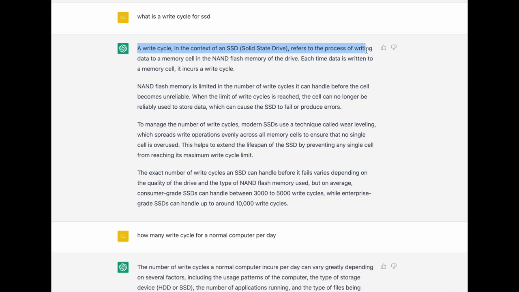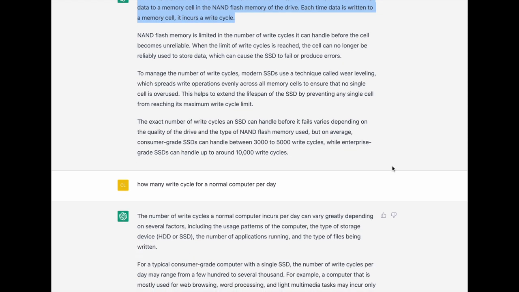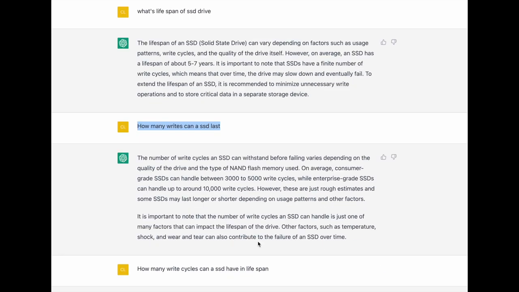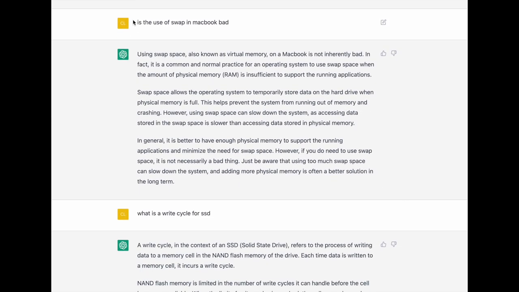As we can see here, a write cycle refers to the process of writing data to a memory cell in the flash drive. So each time data is written to a memory cell, it incurs a write cycle. And you can see here, it says the consumer grade SSD can handle between 3,000 to 5,000 write cycles, while the enterprise SSD can handle around 10,000 write cycles. Which means after that number, the SSD will become unreliable. Now we know that an SSD has a lifespan and a limited number of write cycles.